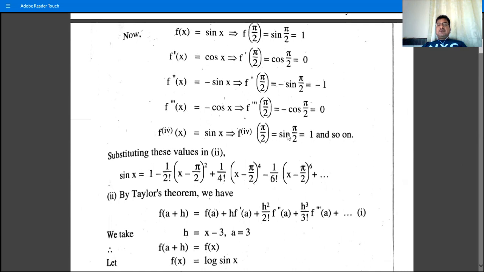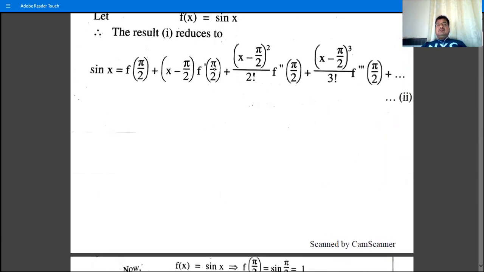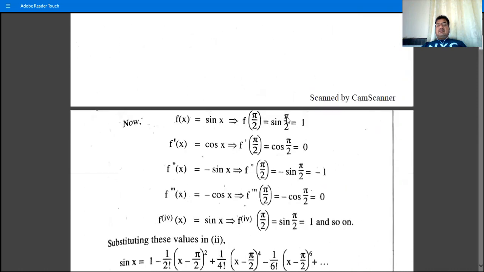Then f raised to 4 pi by 2 is 1. The next value is 0. Next value is minus 1. If you observe these values, 1, 0, minus 1, 0, 1, 0, all these. So substitute the values. We have this: 1 minus 1 by 2 factorial (x minus pi by 2) whole square, this term, and so on.